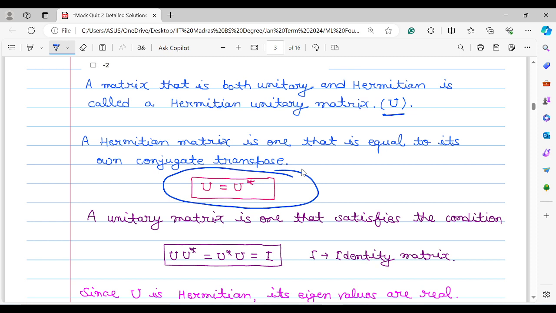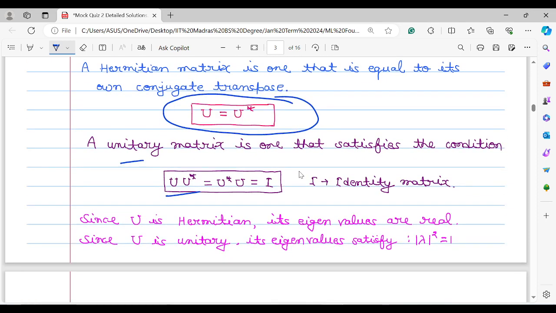And what is the unitary matrix? It satisfies this condition: U star U is equal to I, or U U star is equal to I, where I is the identity matrix. Okay, so U star is nothing but U transpose then conjugate, or U conjugate then transpose, both are true.